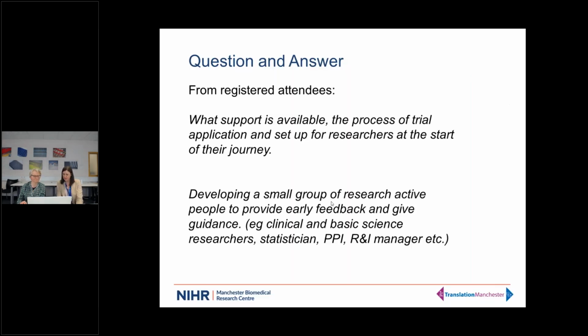And I think we had a second question previously, so somebody said they were interested in developing a small group of research active people to provide early feedback and give guidance, and they suggested clinical and basic science researchers, statistician, PPI, R&I manager. So I think what I'd say about that is, if you take a look at the pathways, there's a lot of groupings and support out there already. So I'd look carefully before thinking about setting up another group of your own to make sure that there isn't already an organisation or a group of people that exist that can help you.